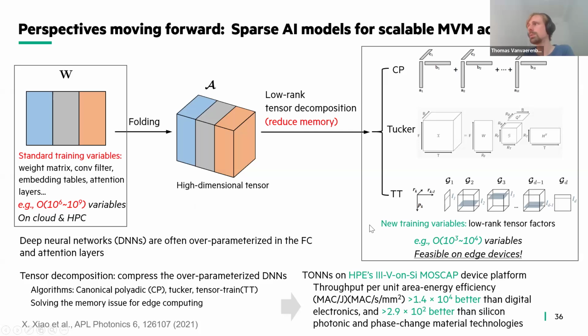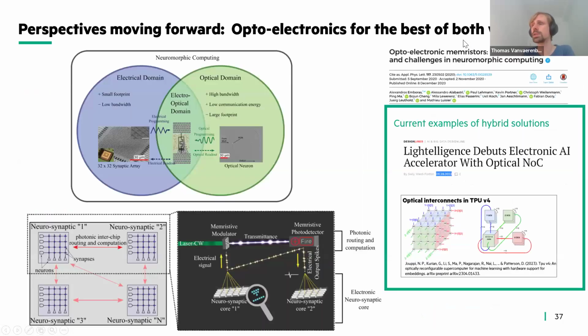I will actually talk about it a bit later as well. We do it with tensor train decomposition methods and other ones, but there are also other approaches being investigated that are worthwhile taking up. The whole idea is to sparsify your AI models to make them more scalable from a photonics perspective.